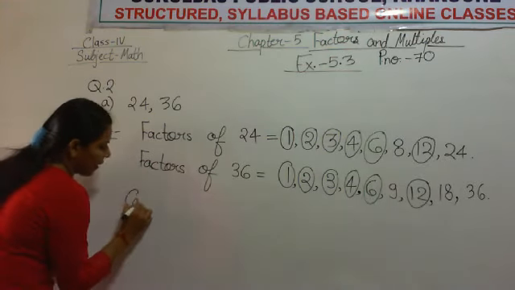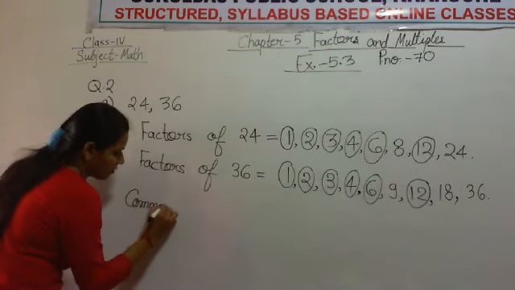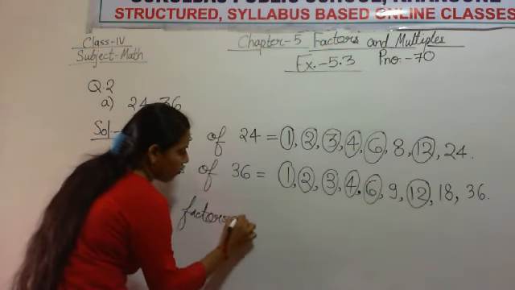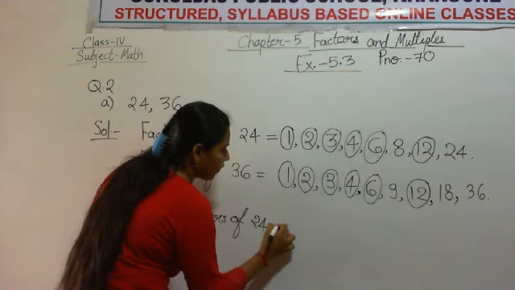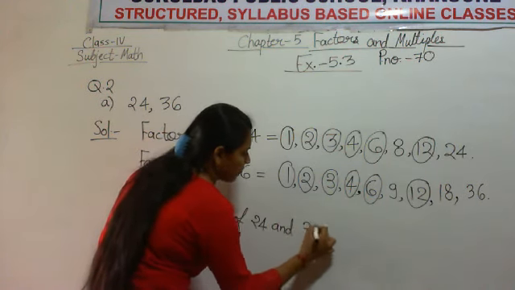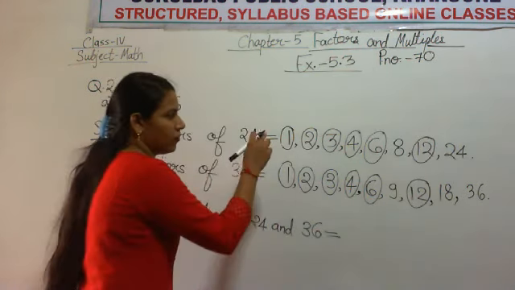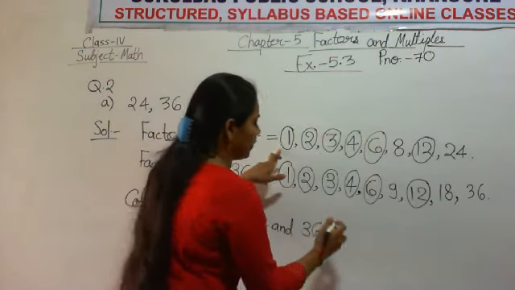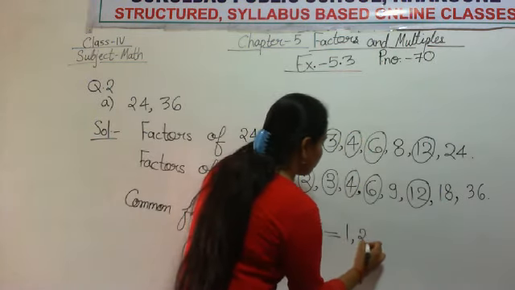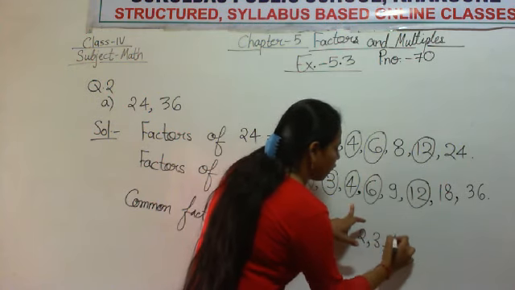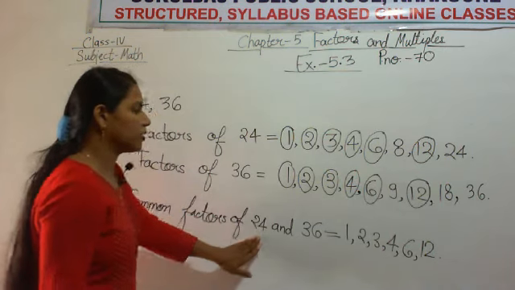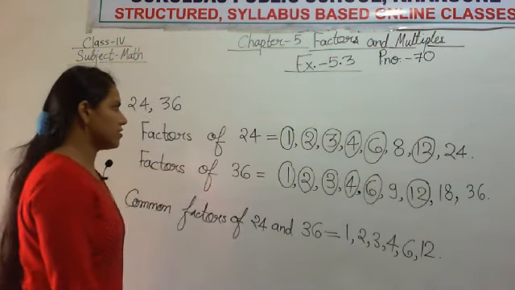Now we will write common factors. Common factors of 24 and 36 are whatever the numbers we have circled, we will write all of them. So 1, 2, 3, 4, 6 and 12 are the common factors of number 24 and 36.